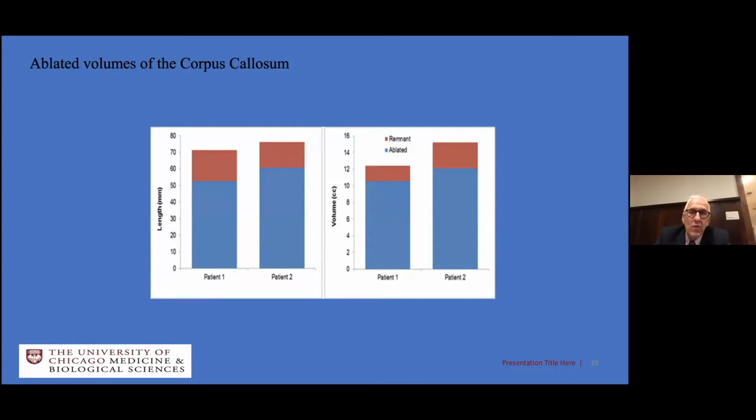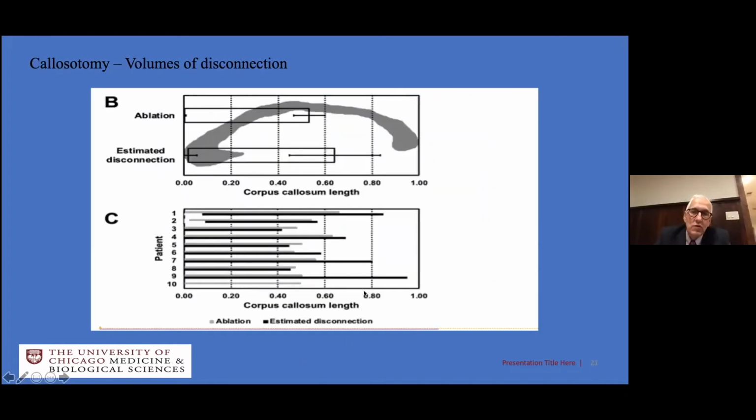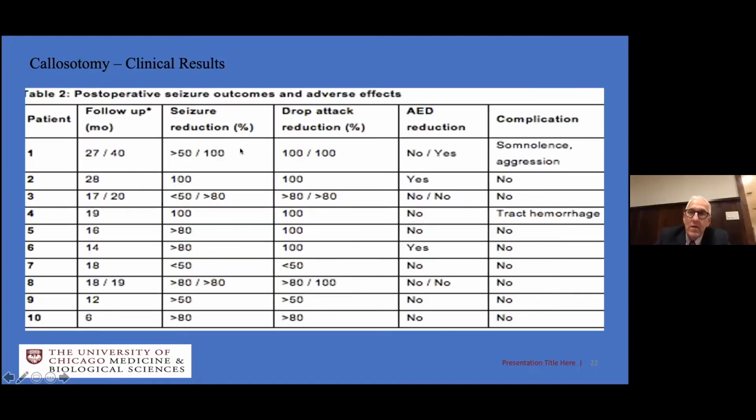So this is what we actually do. We disconnect the two-thirds, which is the blue, of the corpus callosum. And that's necessary to do it to that degree, because otherwise you won't have a significant effect. And this just shows you again the length of the corpus callosum that we ablated. And these are the results.